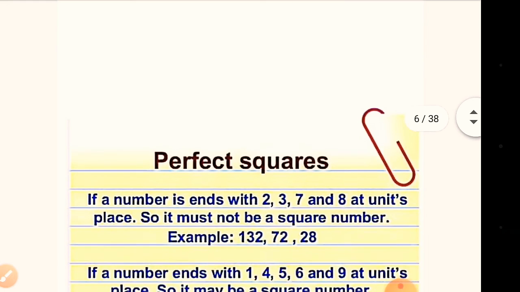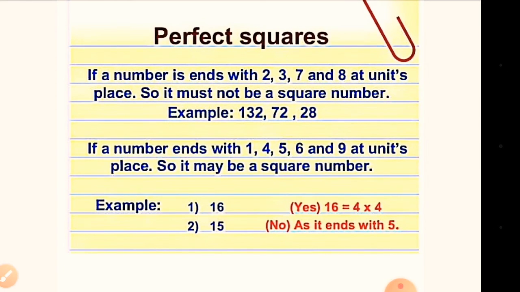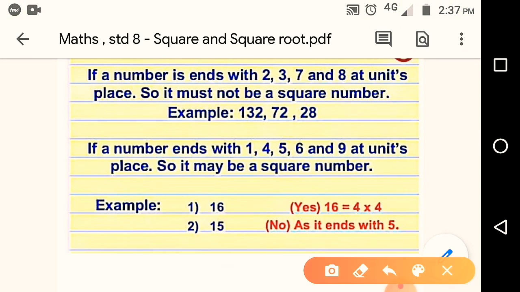Now moving ahead to the properties. If a number ends with 2, 3, 7 or 8 at the units place, meaning the last digit is 2, 3, 7 or 8, then whatever the number, small or big, it is not a square number. For example, 132: the last digit is 2, so this will not be a perfect square, because we only have to look at the last digit, and no number has a square ending in 2. So 132 is also not the square of any number. Same way 72, same way 8. So if the last digit is 2, 3, 7 or 8, then those types of numbers are never perfect squares.